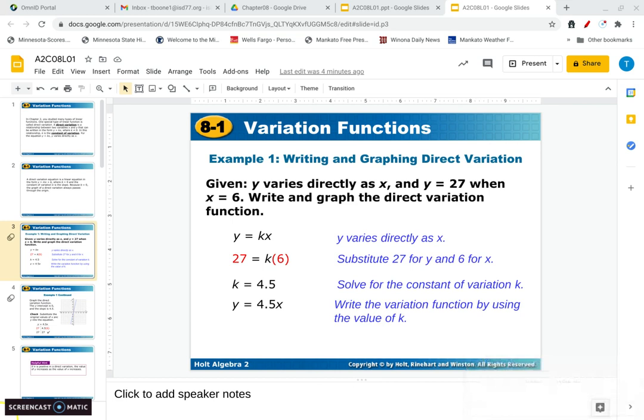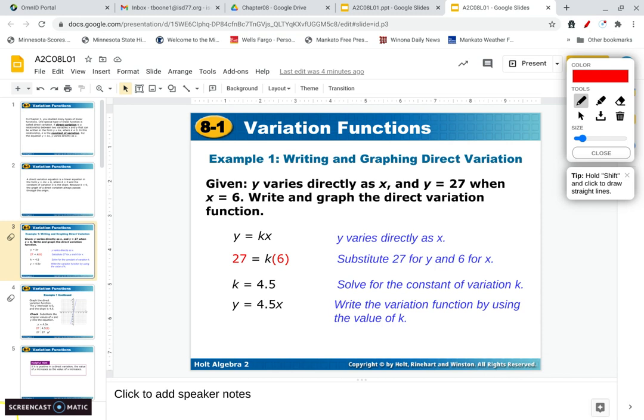So when we have direct variation, that means it says y varies directly as x. That means as y increases, so does x. Now, there's a k, what's called the constant of variation. So if we're told that y is 27 when x is 6, we want to be able to find that constant of variation, the k value.